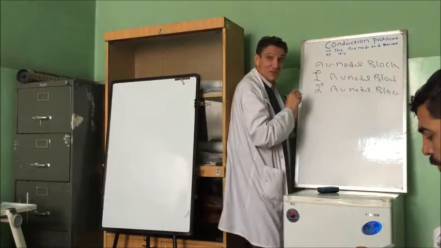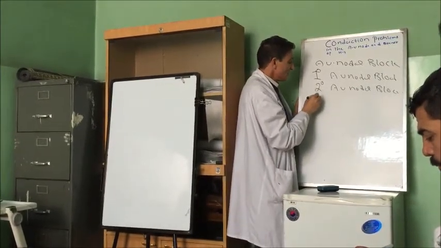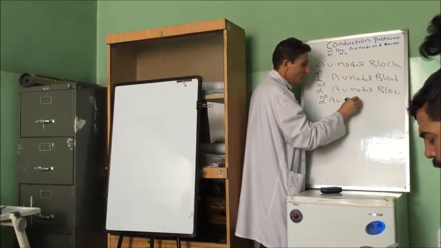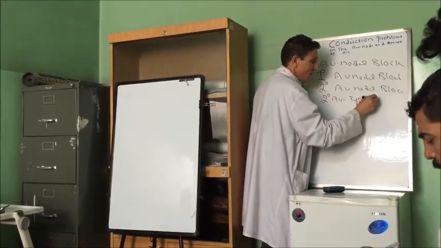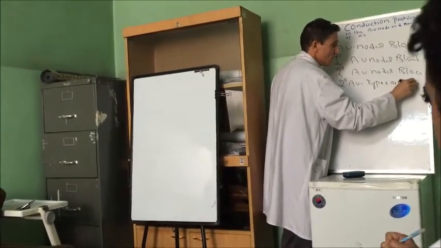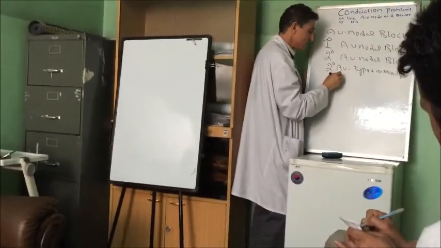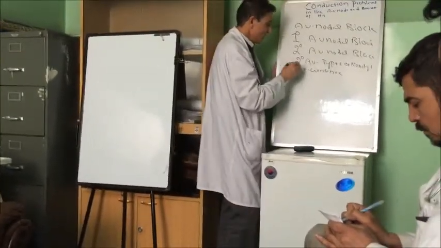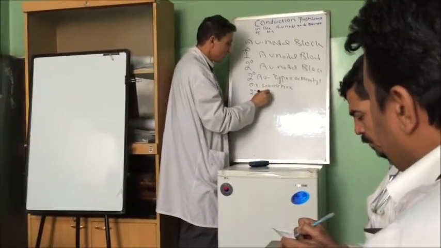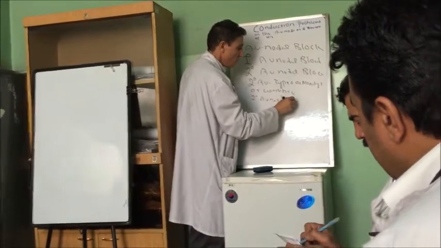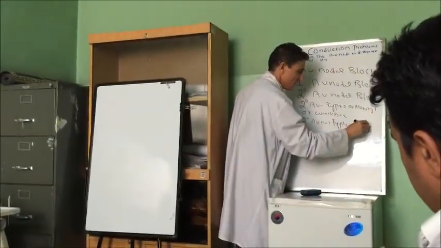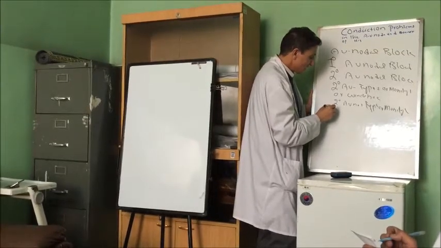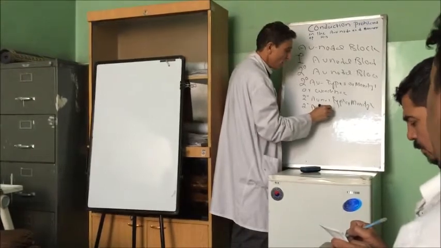is divided into variants. Second degree AV nodal block type 1, or Wenckebach. Another variant, second degree AV nodal block type 2, or Mobitz 2. And the last variant, which is very important, is the second degree AV nodal block 2-to-1.